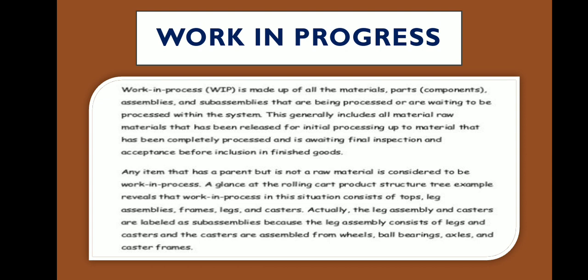The next is work in progress. Work in progress is made up of all the materials, parts, and assemblies that are being processed or are waiting to be processed within the system. This generally includes all raw materials that have been released for initial processing up to material that has been completely processed and is awaiting final inspection and acceptance before inclusion in finished goods.